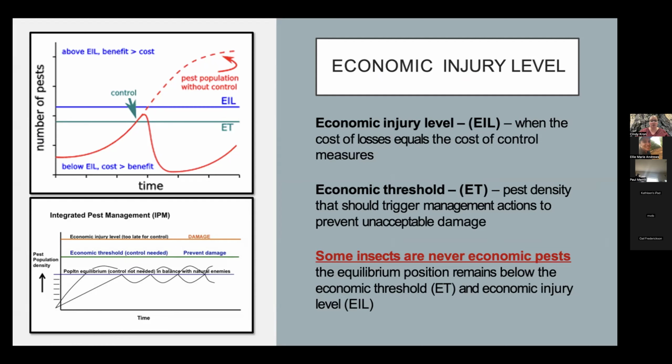So we don't really want to hit this economic injury level. The idea is that you apply this control measure, the pest population will continue to increase for a little bit and then drop right back down.